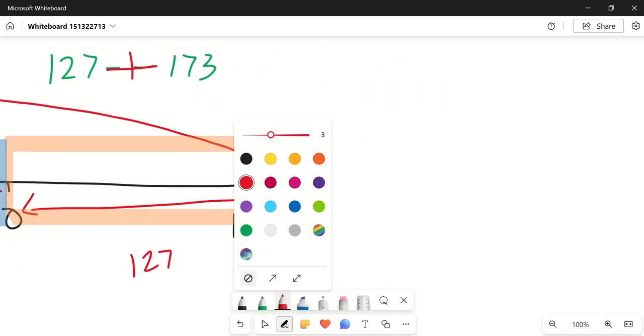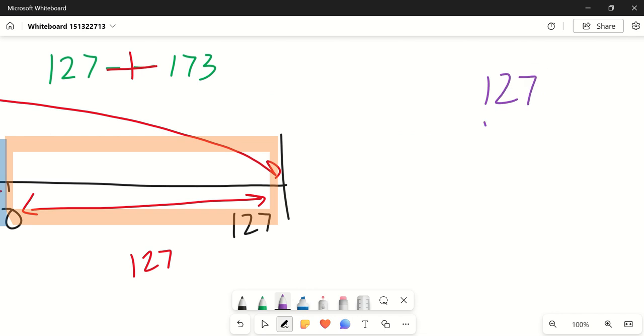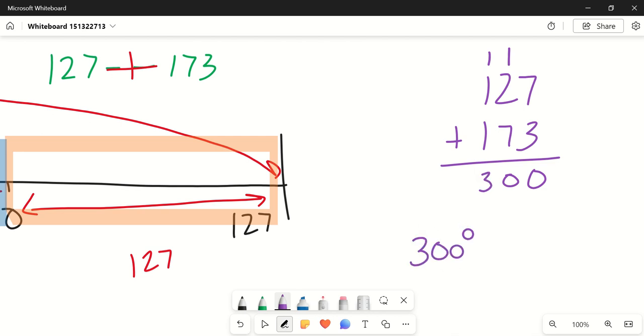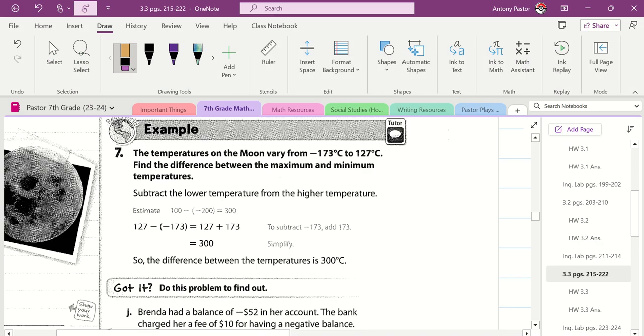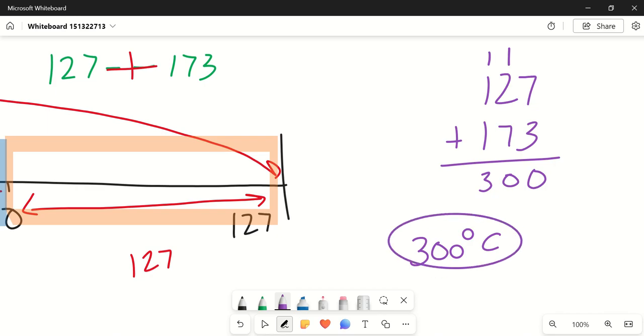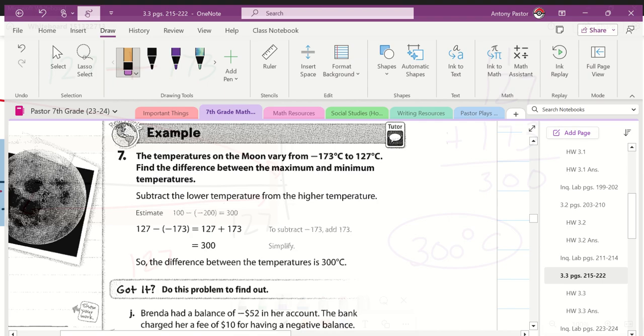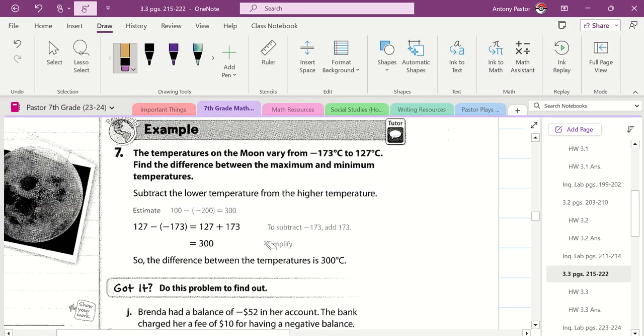sidebar over here, let's get a different color going here. 127 plus 173. 7 plus 3 is 10, carry the 1. 2 plus 7 is 9, plus the 1 is 10, carry the 1. 1 plus 1 plus 1 is 3. So there is a difference of 300 degrees Celsius, if I'm not mistaken. So between the extreme high and the extreme low temperatures on the moon, there is a 300 degree Celsius difference. The difference between the temperatures is 300 degrees Celsius.